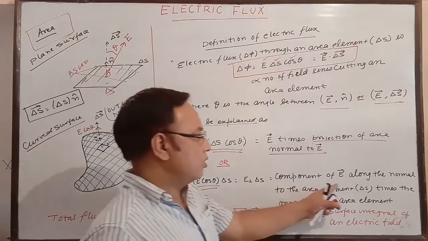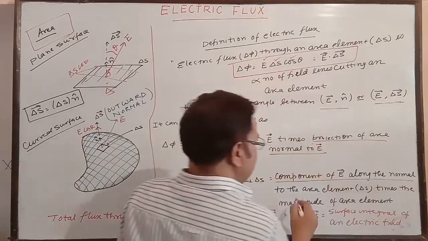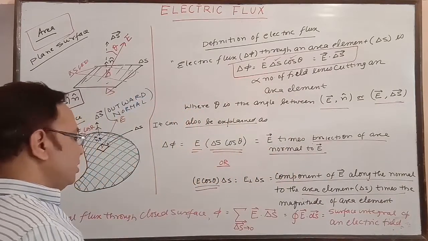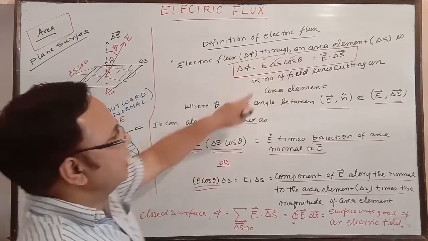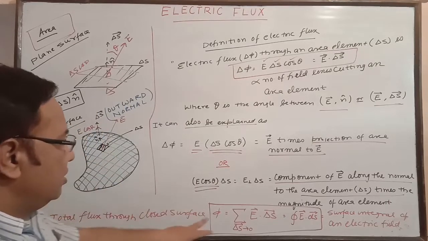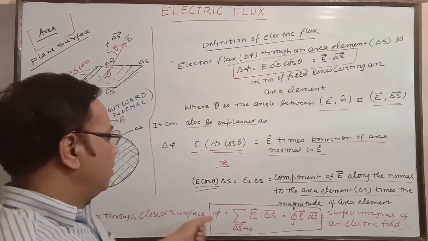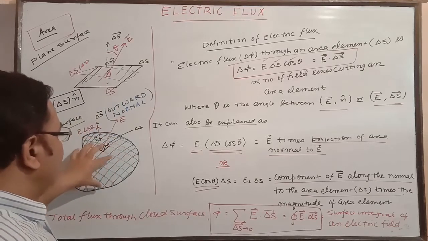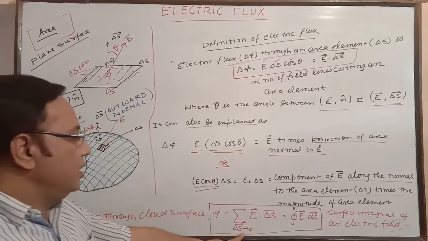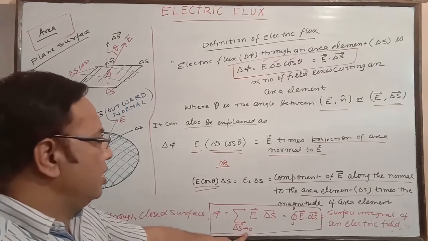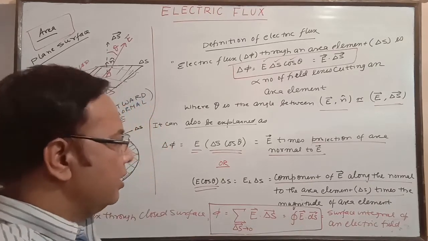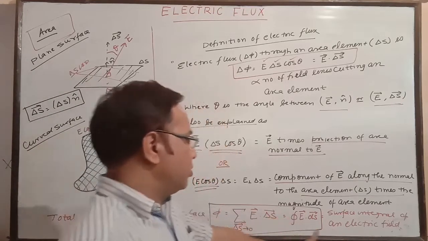That can also be written as the component of E along the normal times the area element delta S. That is what is done. So finally, that was for a small area delta S. The total flux through a closed surface is the algebraic sum of the flux through all the small segments of this closed surface. Each small segment should be negligibly small, and the whole sum is taken as a closed integral, that is, the surface integral of the electric field, E dot dS.